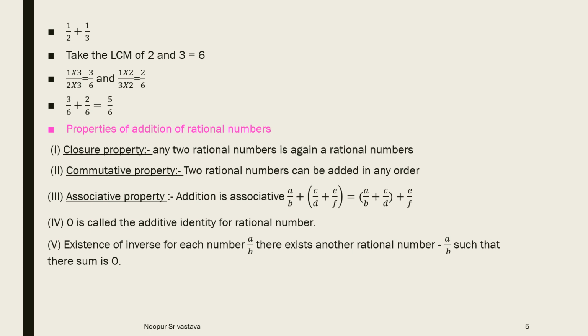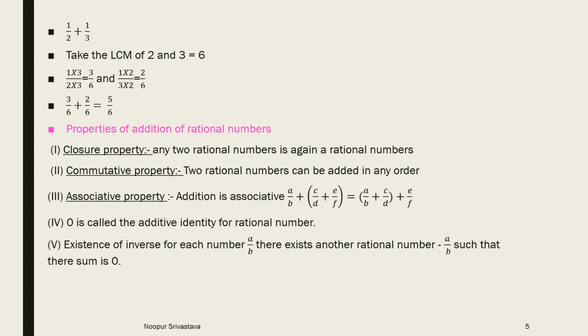Then properties of addition of rational numbers. Closure property: according to this property, if any two rational numbers are added, we will get a rational number. Commutative property: two rational numbers can be added in any order.